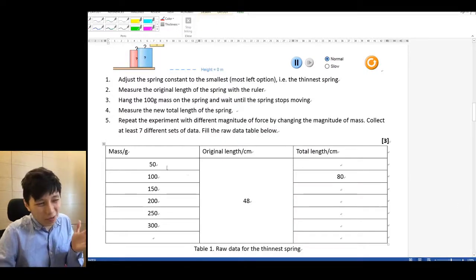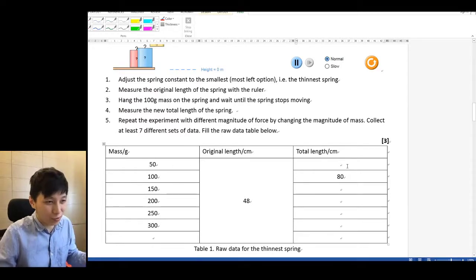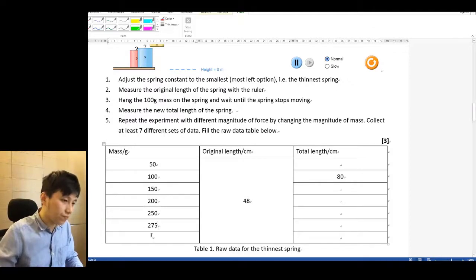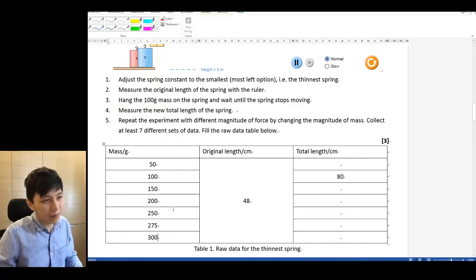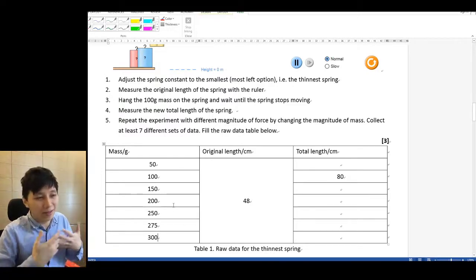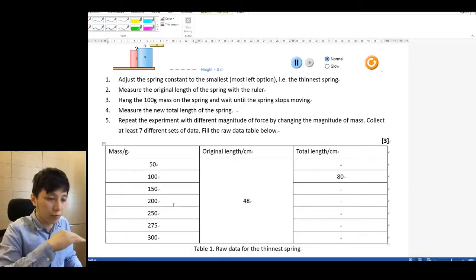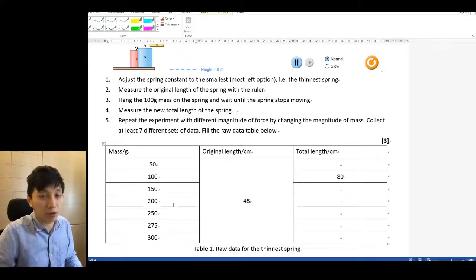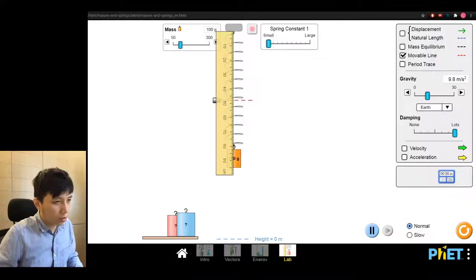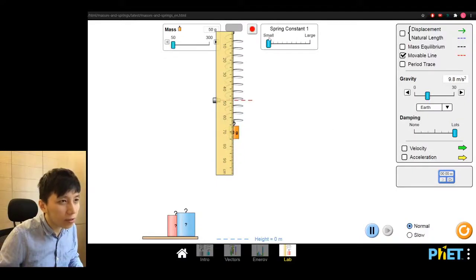You may argue we can start with mass 0 and get the total length to be the same as the original length, 48, but that wouldn't be very meaningful data. So I would just add one more here, 275, and that will make us 7 different sets of data. The reason why we need 7 sets is that we can then get better accuracy when we try to find out the trend, which is the line of best fit on the graph eventually.